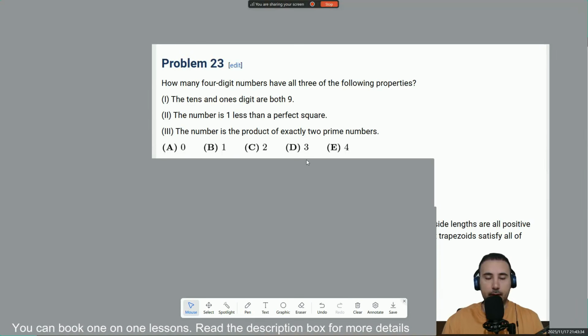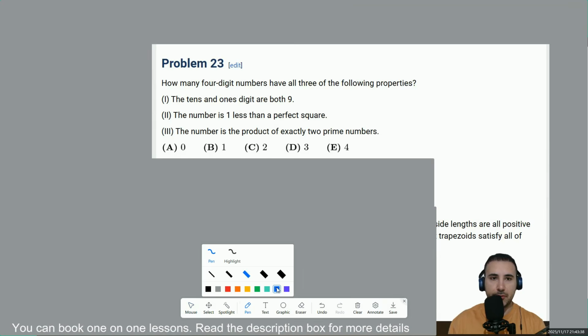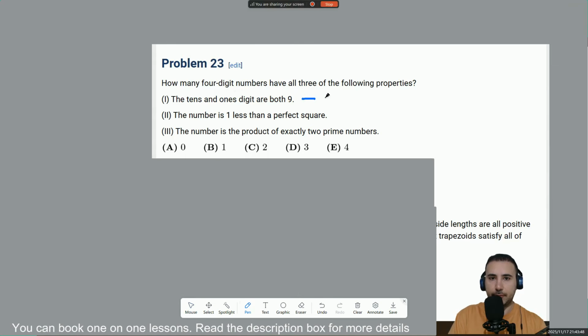So, okay, now let's go and use what we have learned so far. How many 4-digit numbers have all the following properties? The tens and the ones digits are 9. So it's going to be a 4-digit number. The ones digit is 9. The tens digit is 9. We don't know anything about these. Now, the number is 1 less than a perfect square.